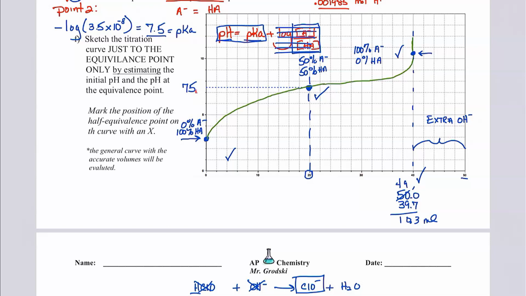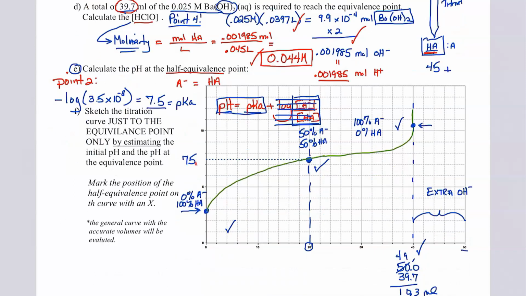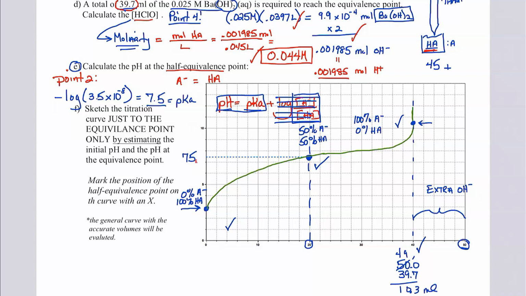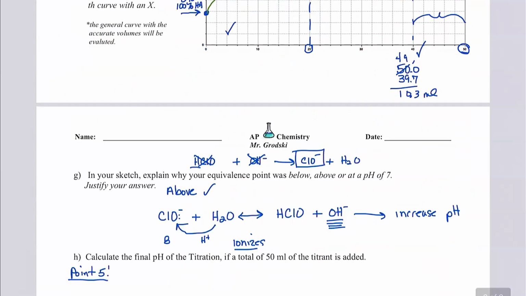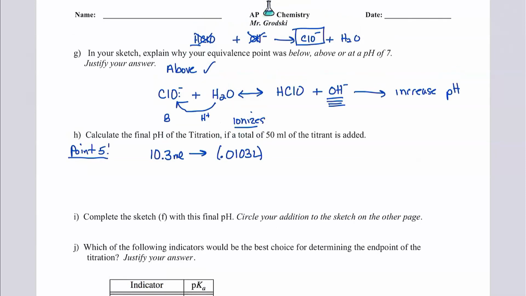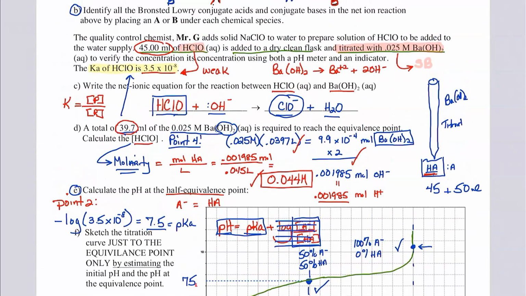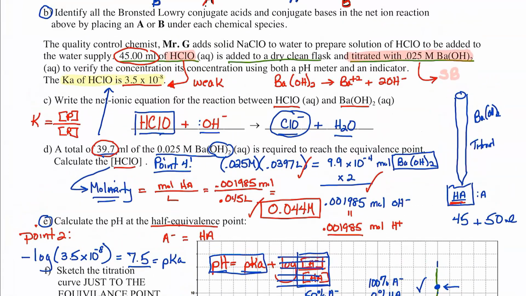So how much hydroxide is sitting in this beaker here? Remember, it started at 45, and don't forget, the x-axis here is how much titrant added. You have to add 50 milliliters. So the goal here is to get the concentration of the hydroxide, negative log it, get the pOH, then subtract it from 14. So I'm starting with 10.3 milliliters. We're going to convert that to liters, 0.0103 liters. I'm going to times that by the concentration of my base, which was 0.025.